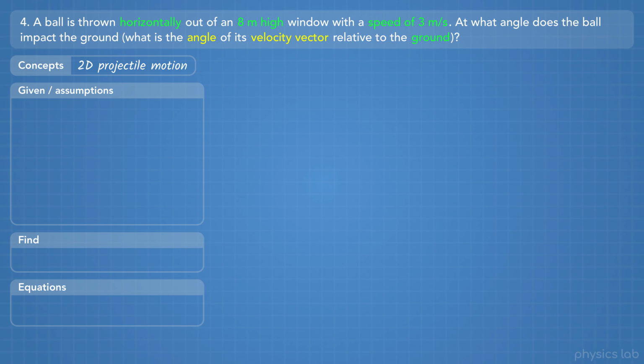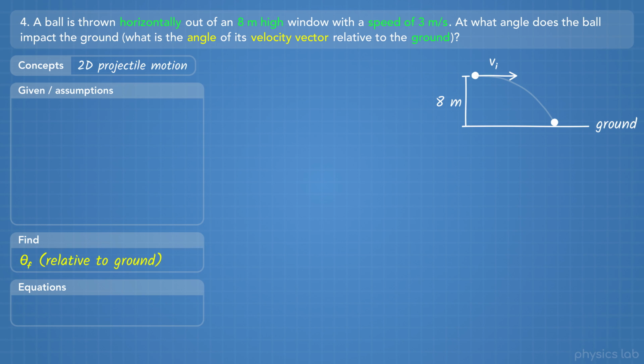So let's draw a picture and figure out what's happening. First, let's draw the ground and the ball starting at a height of 8 meters. The ball is thrown horizontally, so we'll draw the initial velocity vector pointing sideways. The ball is going to move to the right and fall down, so we can draw the ball when it hits the ground and the path of the ball.